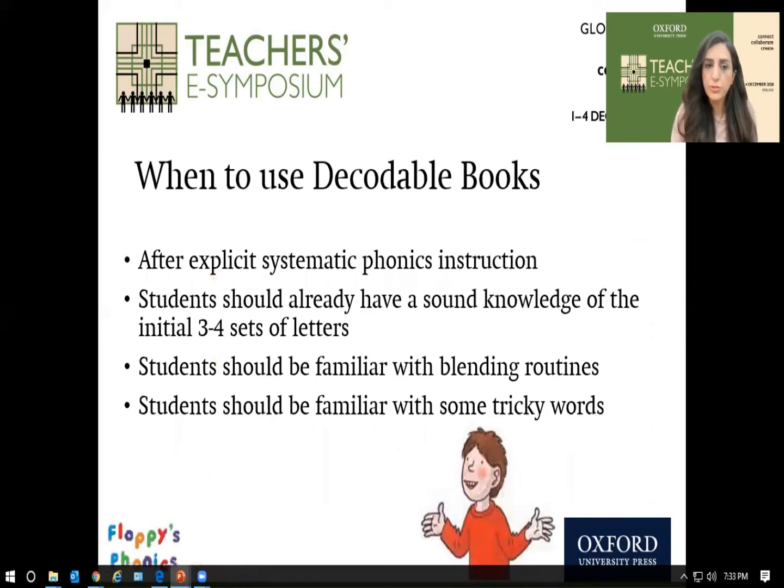So when do you use decodable text? After explicitly teaching the letter sound correspondences. Students should know at least 3 to 4 sets of letters, so about 12 to 16 sounds to begin with. Students should be familiar with blending routines, following those routines and moving towards independently practicing blending as well. Students should be familiar with some tricky words as well.